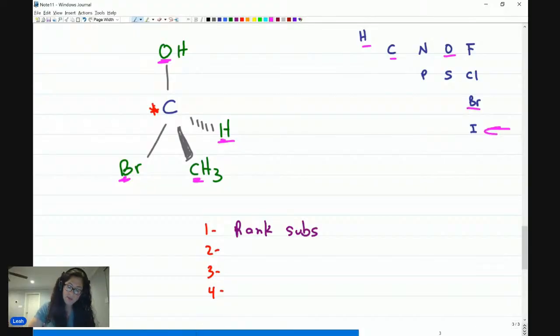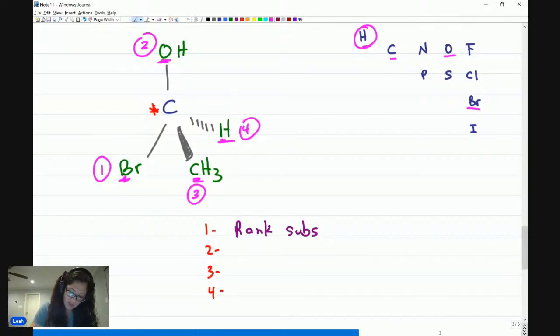Remember, we start at the bottom with iodine, and so bromine is the first one. That is priority number 1. Oxygen is the second. That is priority number 2. Carbon is the third. That is priority number 3. And hydrogen is the fourth. That is priority number 4. So now I have my substituents ranked.